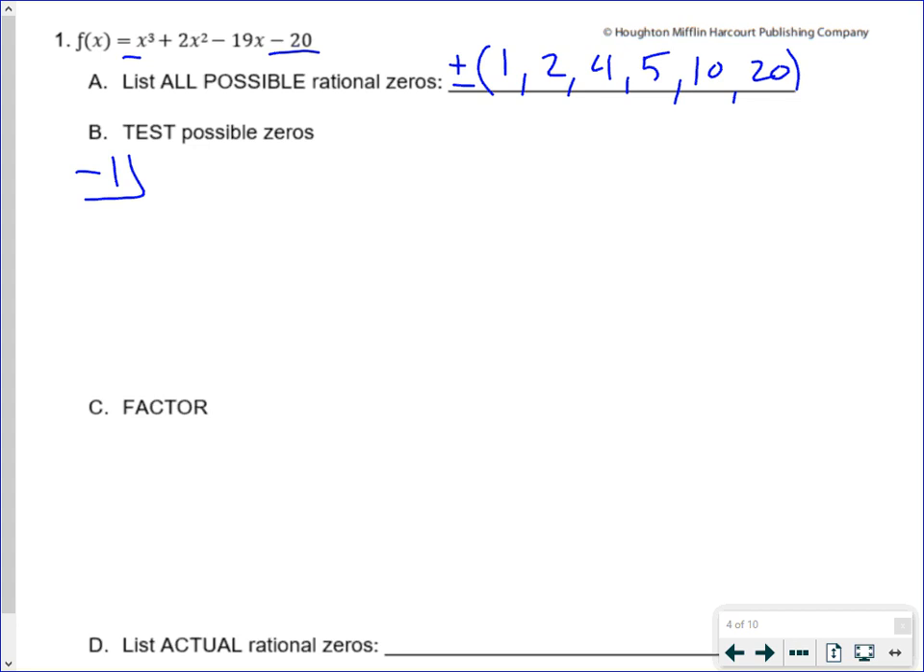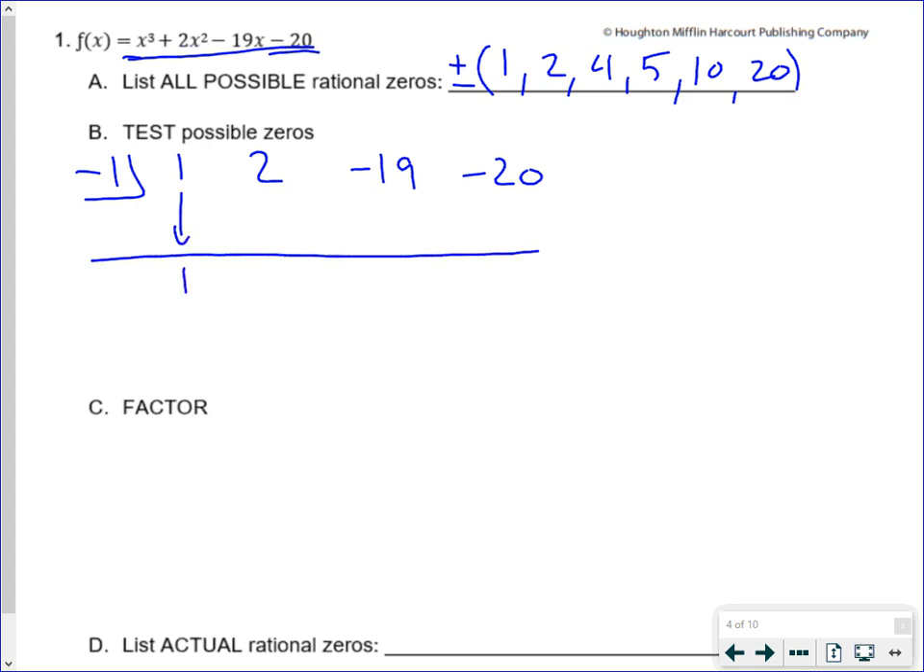We put out the coefficients of our polynomial here: 1, 2, negative 19, and negative 20. We're going to do synthetic division. We'll bring down the 1. 1 times negative 1 is negative 1. 2 plus negative 1 is 1. 1 times negative 1 is negative 1. Negative 19 plus negative 1 is negative 20, then negative 20 times negative 1 is positive 20, and we get 0. So we got a remainder of 0 when we use negative 1. That won't always be the case.